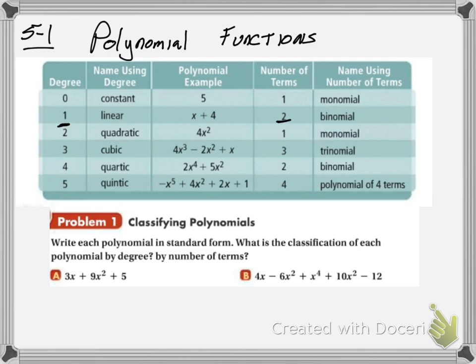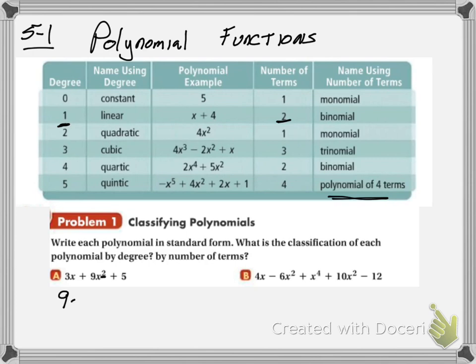We'll go through and copy the chart down, and we'll talk about this as we work through. It's really the same thing as we go. Anything bigger than 3 terms, which we call a trinomial, we'll call a polynomial of x amount of terms, however many terms they have in it. So standard form, pretty simple: write it from biggest exponent to smallest.